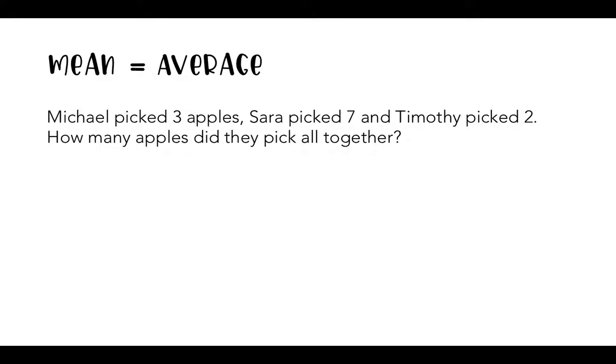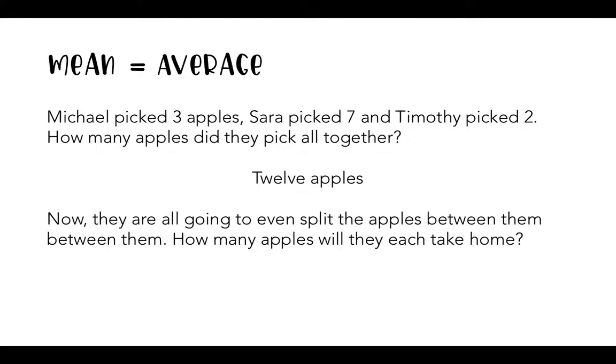So we add that up. So 3 plus 7 plus 2 gives us 12 apples. Now, they all are going to evenly split the apples between them. Oh, look at that, it says between them twice. How many apples will they each take home? So there's 12 apples and 3 people. So all together, they're going to take 4 apples home each.